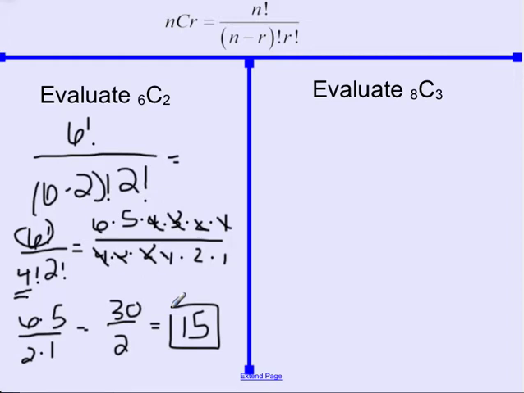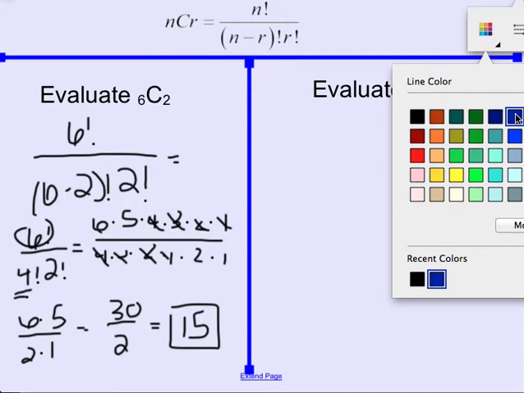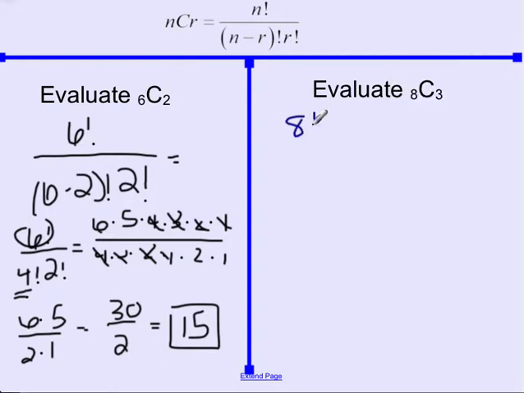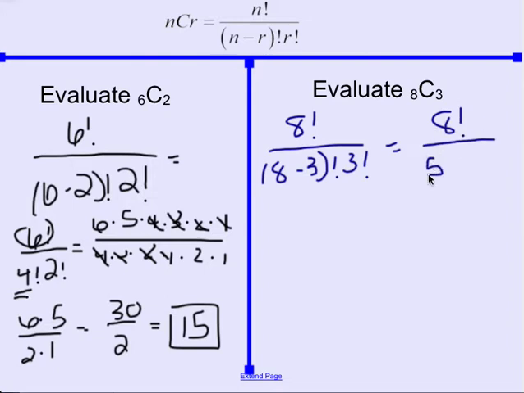So let's take a look at this next one. Let's just really get used to using this formula, okay? So on top we have 8 factorial, and then we have 8 minus 3 factorial times 3 factorial. So then what we're going to do is 8 minus 3 is 5, and then 3. So 5 right here is my larger factorial. So when I look at 8, everything from 5 on down is being taken care of.